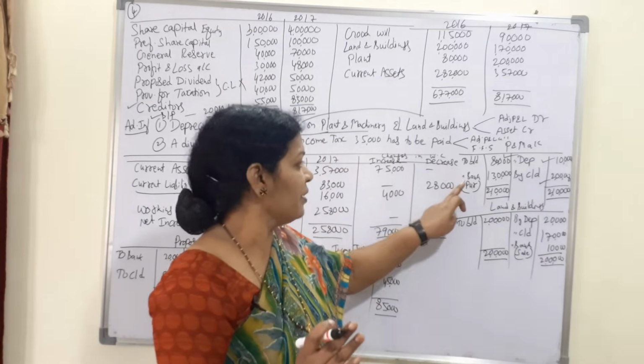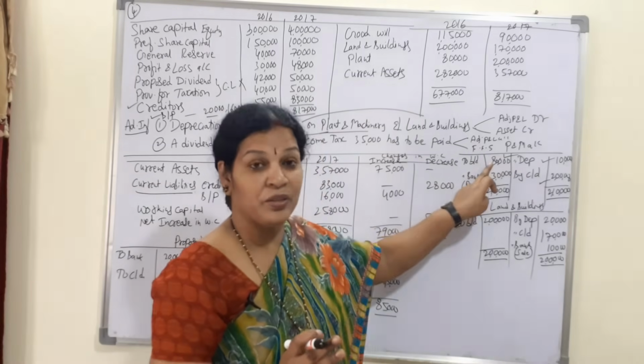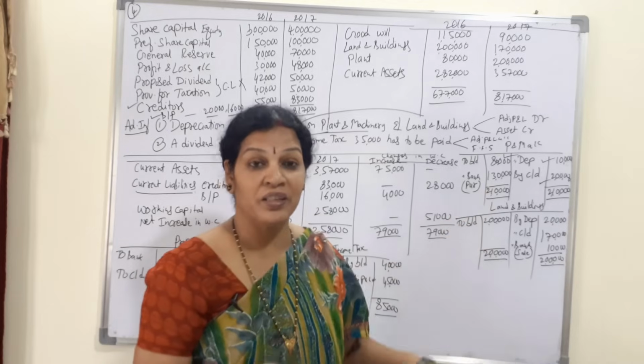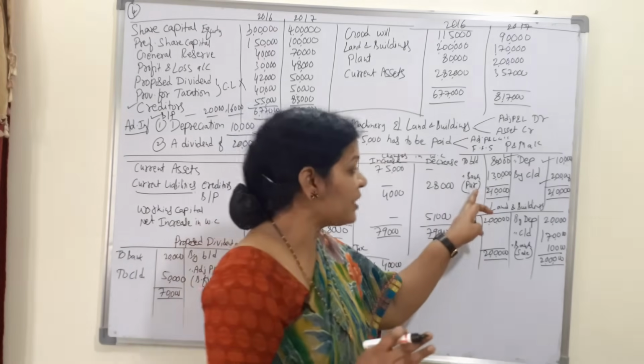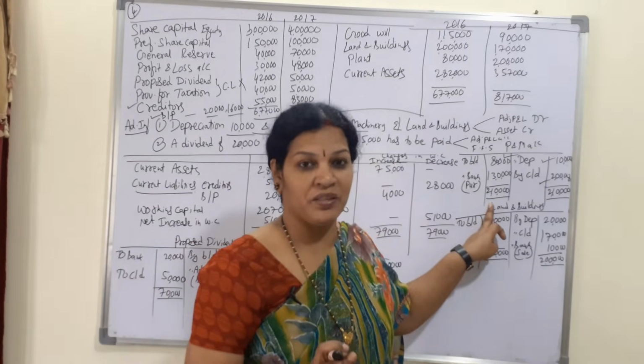So we are writing purchase of how much? The difference: 2,10,000 minus 80,000. The difference is 1,30,000. It's a purchase. This 1,30,000 comes in the fund flow statement.